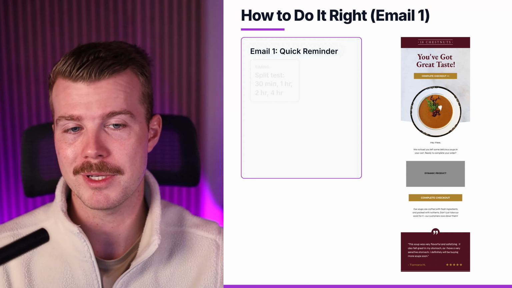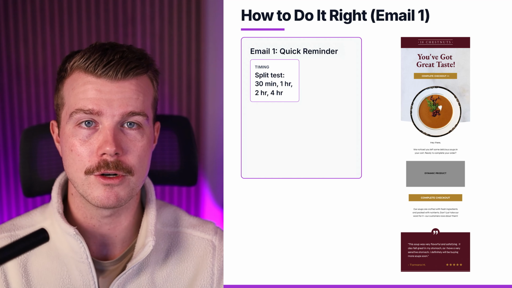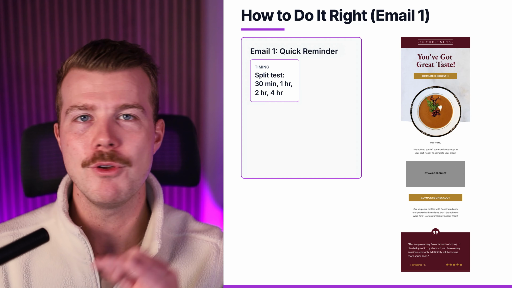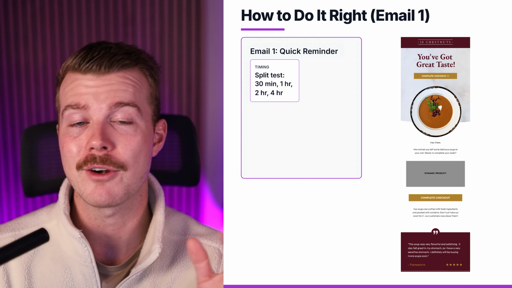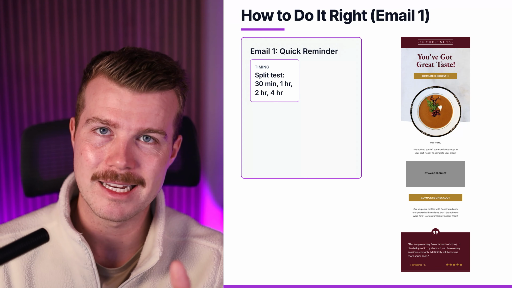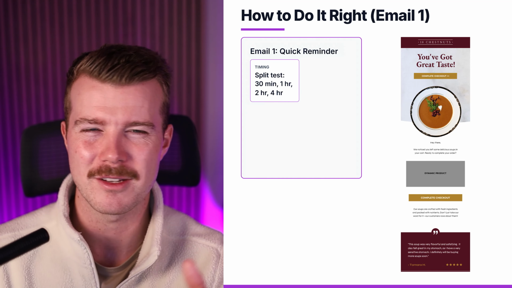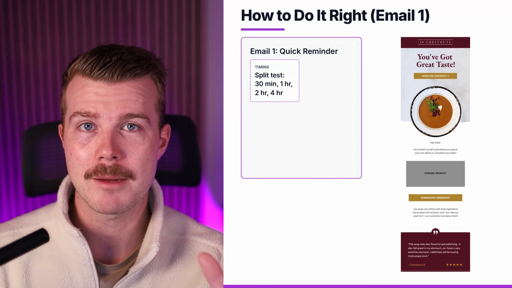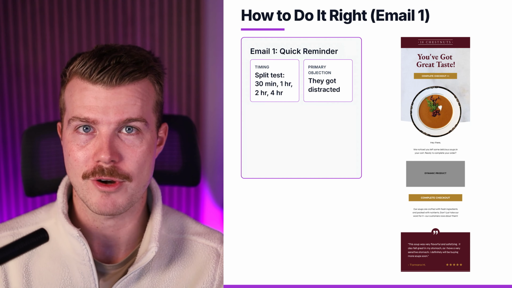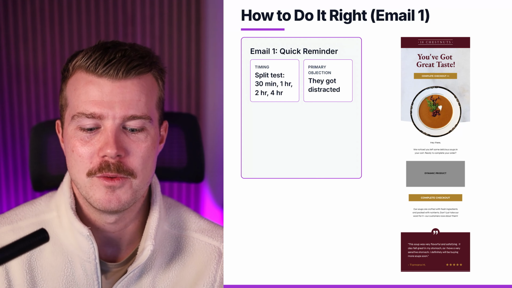What we're going to do is split test a 30-minute, 1 hour, 2 hour, and 4 hour time delay. If you don't have a ton of traffic, just start with a 30-minute versus a 2 hour. If you have a higher AOV item, usually you're going to want to lean towards the latter end of this. Usually a longer delay might be better because they have a longer buying cycle. The primary objection here that we're going to handle is just they got distracted. It's pretty simple, but it is so common, right?